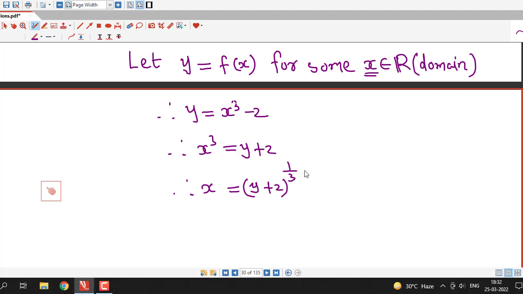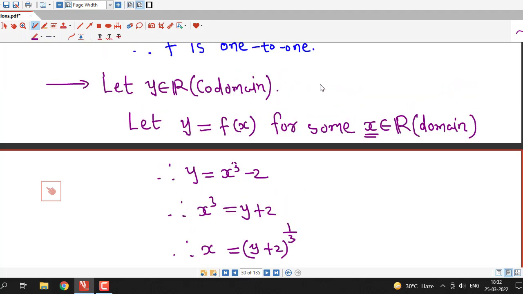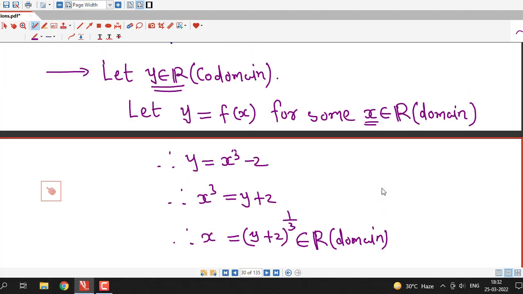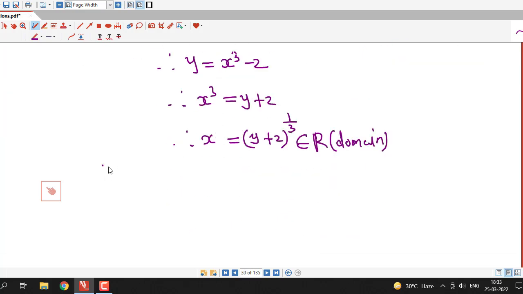So this x must be a real number. That is obvious because y is a real number, y plus 2 is a real number, and (y plus 2) raised to 1 by 3 is also a real number. So this is in the domain. This is a real number, and the element which we have selected from the codomain is an arbitrary element. So we can say that for any element in the codomain there exists some x in the domain such that f(x) equal to y. Therefore f is onto.